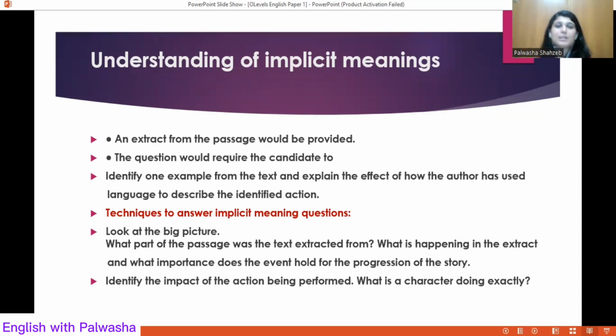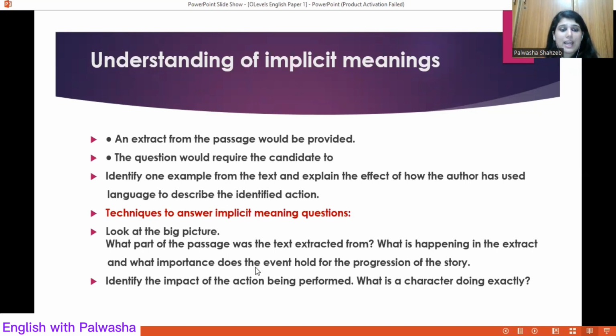पूरा text आपके सामने है. आपने सिर्फ एक example इसमें से extract करनी है. And techniques to answer implicit meaning questions. Implicit meaning questions वही हैं जिसमें students are facing problems. Look at the big picture. What part of the passage was the text extracted from? कहाँ से वो टेक्स्ट एक्सट्रैक्ट किया गया है उसको प्लीज रीड करें.